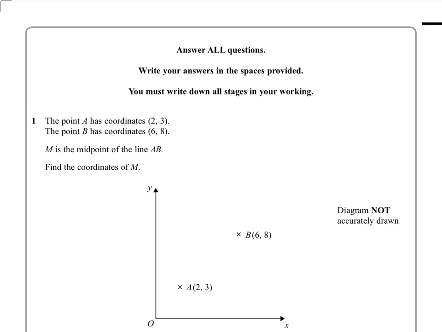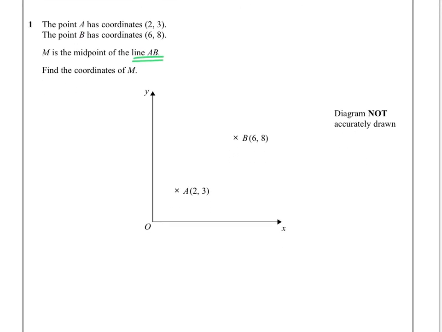In this question we're asked to find the midpoint of the line AB, and it said find the coordinates of M, so where M is the midpoint. So first things first, let's join A to B, and let's try and understand something, that if we have a right angled triangle here, then if we want to get to M, we really must go halfway along here and then halfway up here.